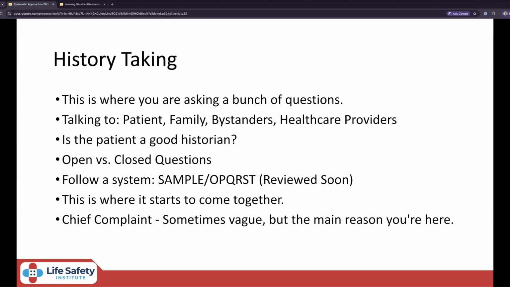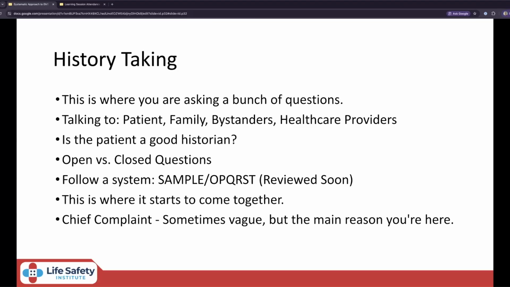Then, as we are doing our history taking, we want to make sure that we follow a system, right? So a system upon a system, because we're within the systematic approach. But especially as you're first learning all of this, there's a lot of different questions to ask. And if you get stumped, if you get stuck, having these frameworks is going to make it far easier to know what your next question is. And so that's where SAMPLE and OPQRST come in soon.